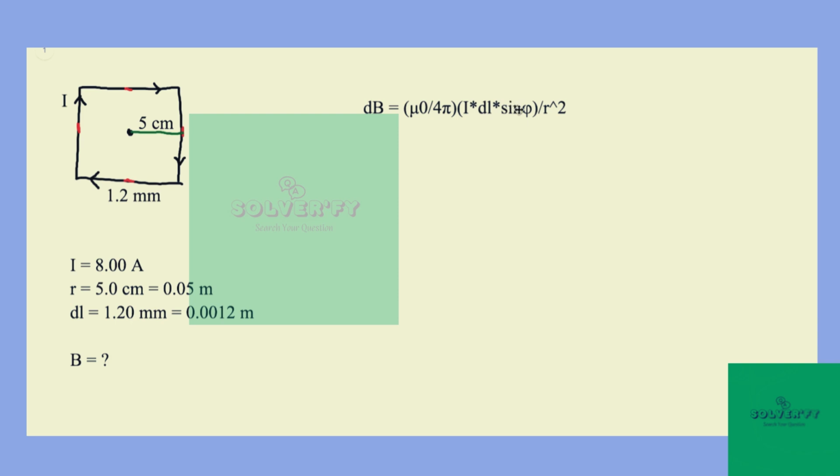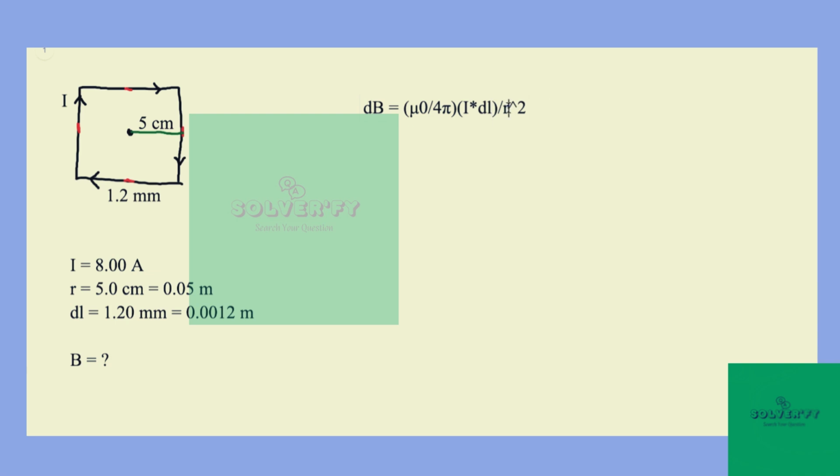And now let's think about sine of phi. Phi is the angle between dl and r. Here r is this green line, that's our 5 centimeters, and dl is just straight along this little red line here. Notice that these are going to be perpendicular. If they're perpendicular, the angle between them is 90 degrees, and the sine of 90 degrees is just going to be 1. So we can just say that this is 1 here. We don't have to worry about that term.